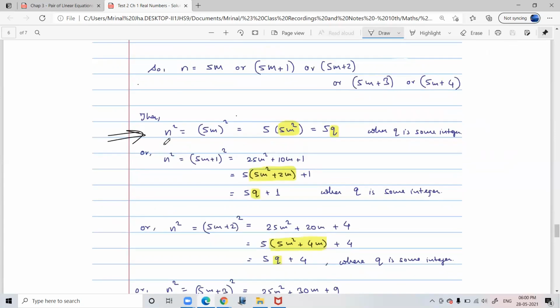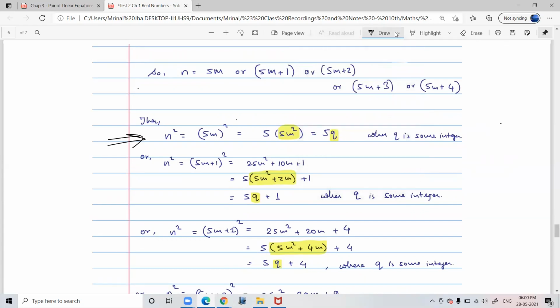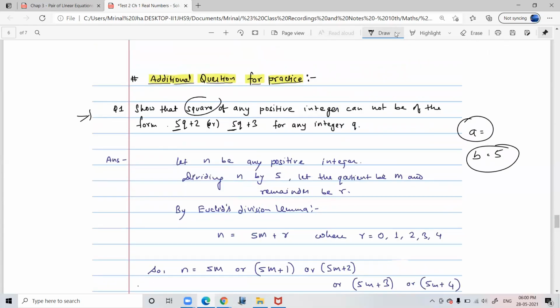Now, once you know that these are the 5 ways of representing the numbers, we'll square all of them one by one, because they wanted you to prove that the square of any positive number cannot be of this form. If it cannot be of this form, what form can it be? Let's find out and show them it has to be some other form. Do you understand the logic we are going to follow? We are going to show what kind of form the square of any positive number takes. Once we have proved that it can take some other form, we will have proved that it cannot take the 5q plus 2 or 5q plus 3 form.